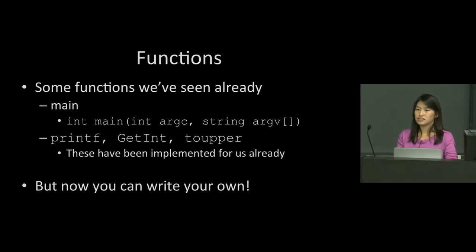Awesome. So now functions. When we put everything together, we might want to write some kind of function. A common function that you might have seen already is main. Main is a function. It has a return type, int. It has a function name, main. And it has arguments, argc and argv. So main is just a function. Other functions you might have used are printf, get_int, toupper. But these happen to have been implemented for us by some kind of library. If you remember, including the cs50.h library or the standard IO library.